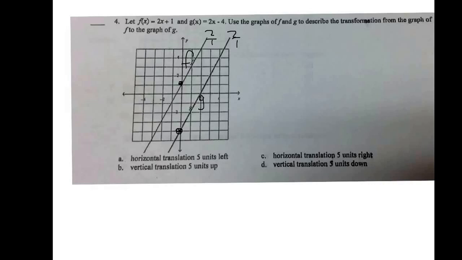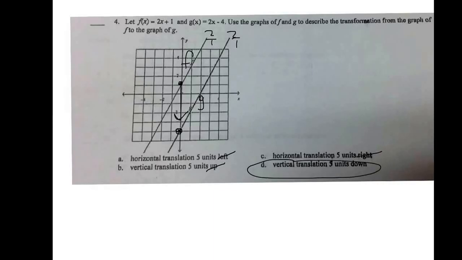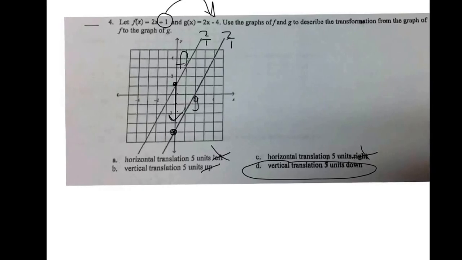It says use the graphs of f and g to describe the transformation from f to g. So f to g means that it did not go left, it did not go up, and it did not go right. It went down 1, 2, 3, 4, 5 units down. We didn't even study left or right movement, so it definitely couldn't be those. We only studied up and down. It used to be at 1, now it's at minus 4, so that's down.